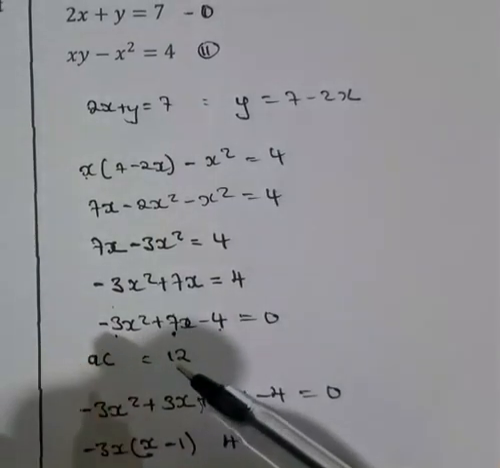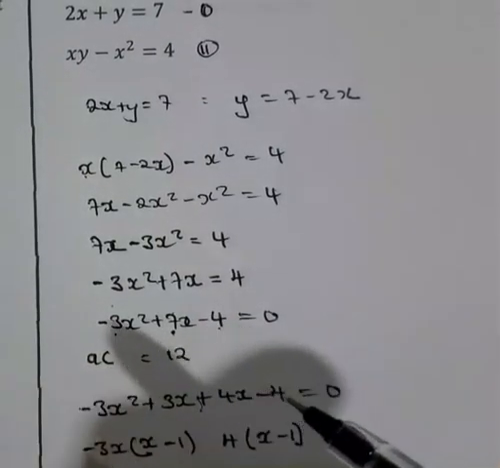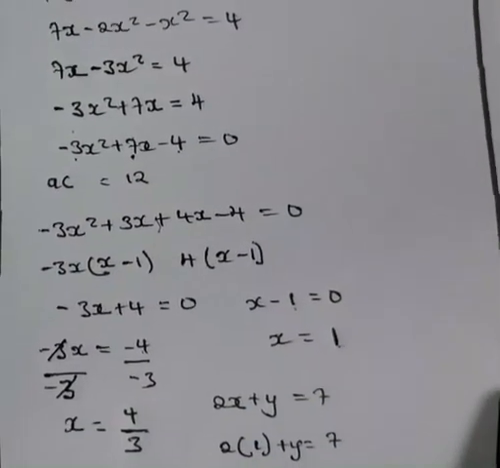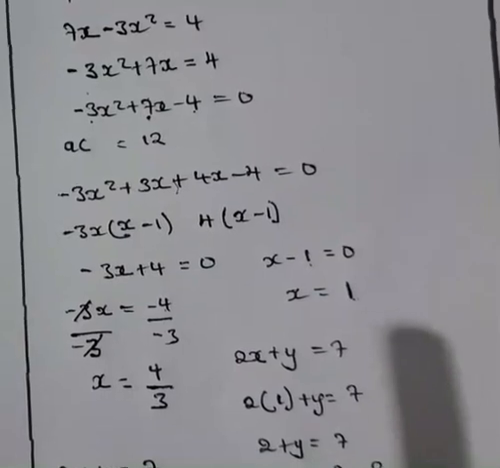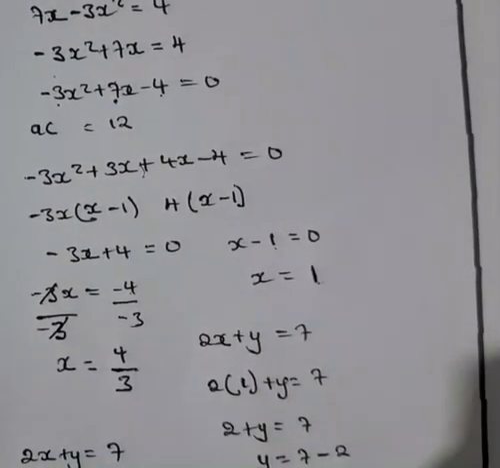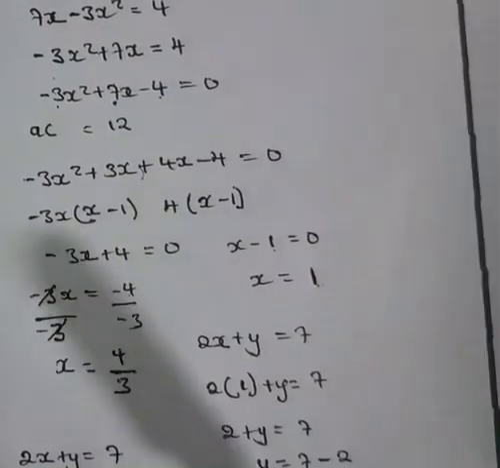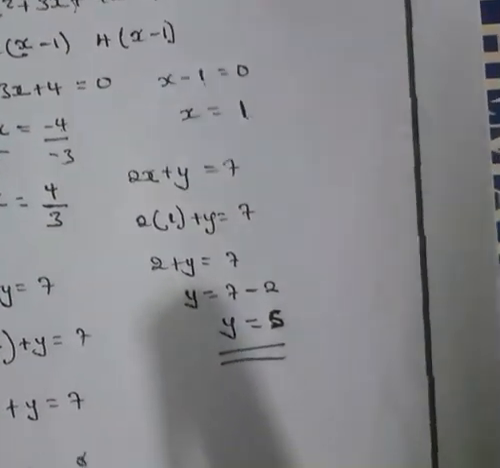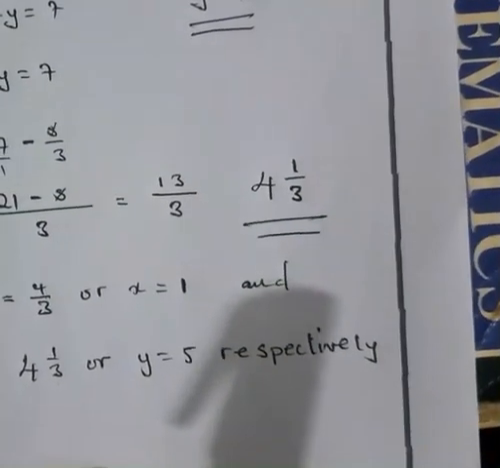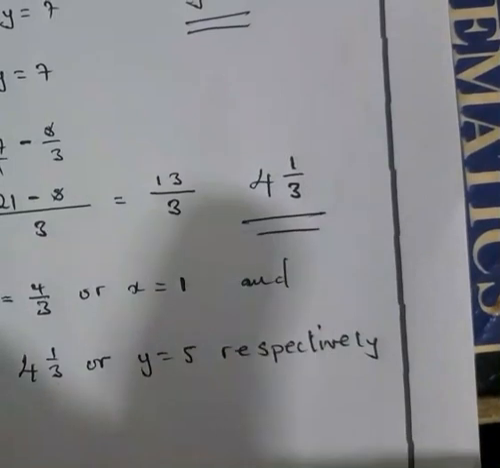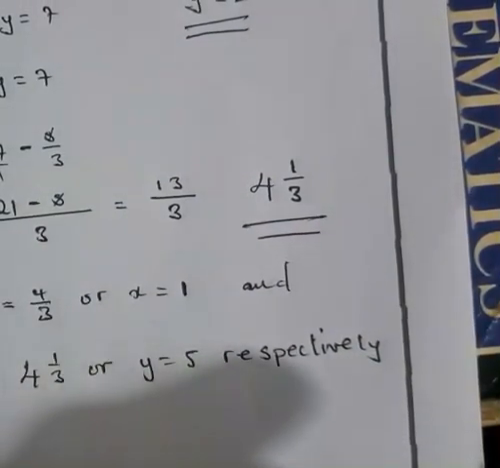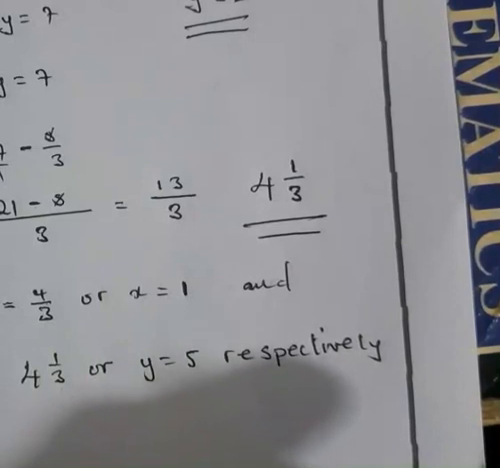After finding the 2 roots for x, what did we do? We looked for the corresponding values of y for each value of x that we found, and finally we found our answers to say x is 4 over 3, or x is equal to 1. Similarly, y is 13 over 3, or 4 and 1 over 3, or y is equal to 5.